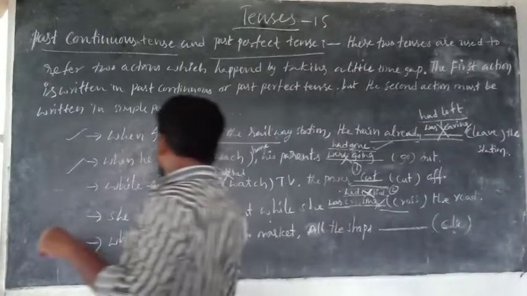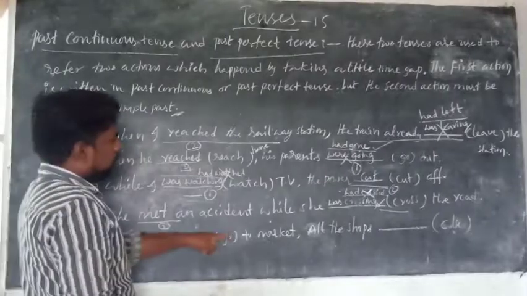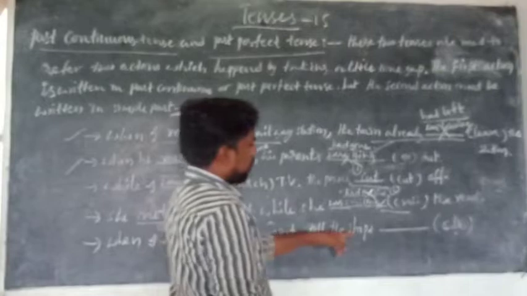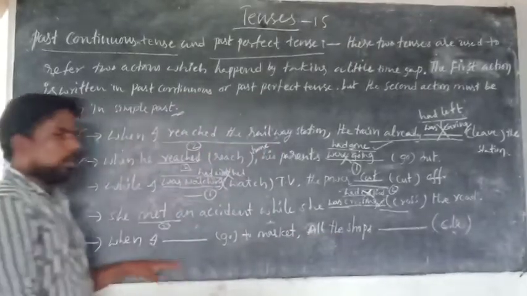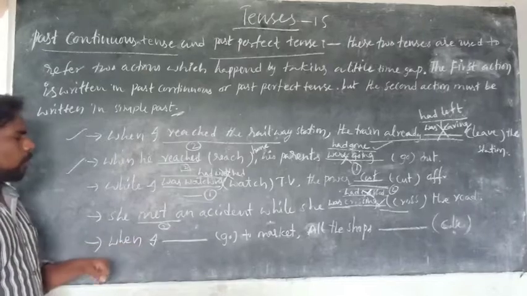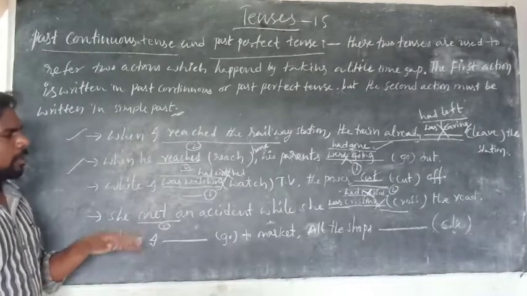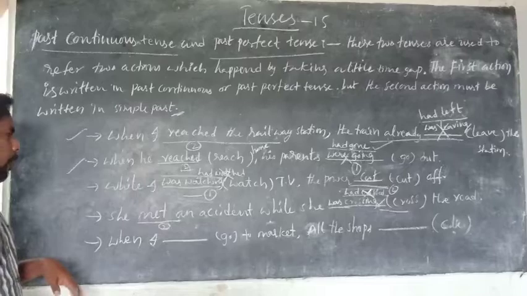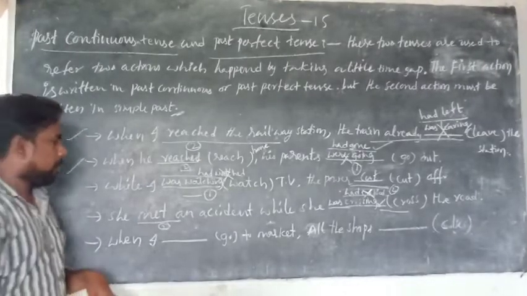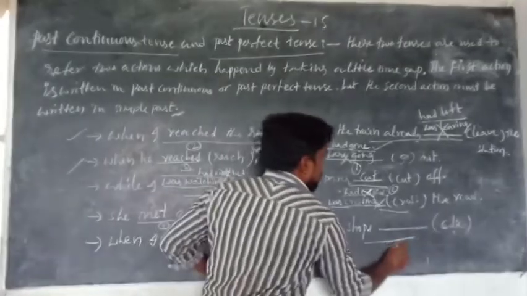And next one, when I go to market, all shops dash close. Both are blanks. Is it clear? When I go to the market, all shops close. What is the first happened action and what is the second happened action? The first happened action is this.